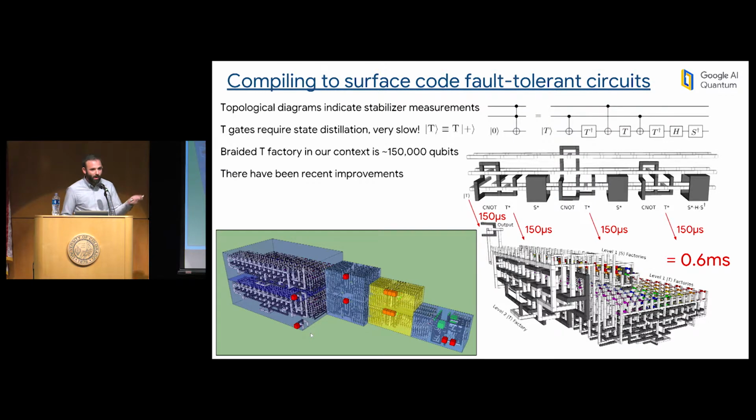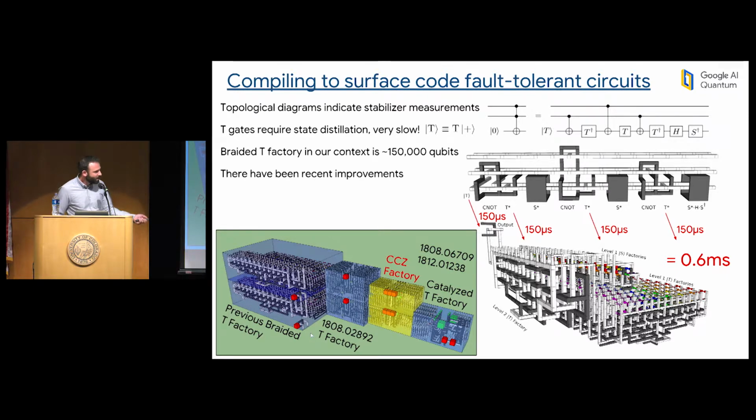Fortunately, as we heard about on Monday, there have been some recent improvements. So this is our previous braided T-factory, and this is the lattice surgery T-factory that Daniel Litinski spoke about at QIP on Monday. And also Craig Gidney, with the help of Austin Fowler at Google, has been working on some other variants of this, which are very helpful in certain circumstances. In particular, our algorithm really benefits from Craig's construction of a CCZ factory, which distills states for CCZs as opposed to T-gates, and we're bottlenecked by CCZs in our algorithm, so that's good.